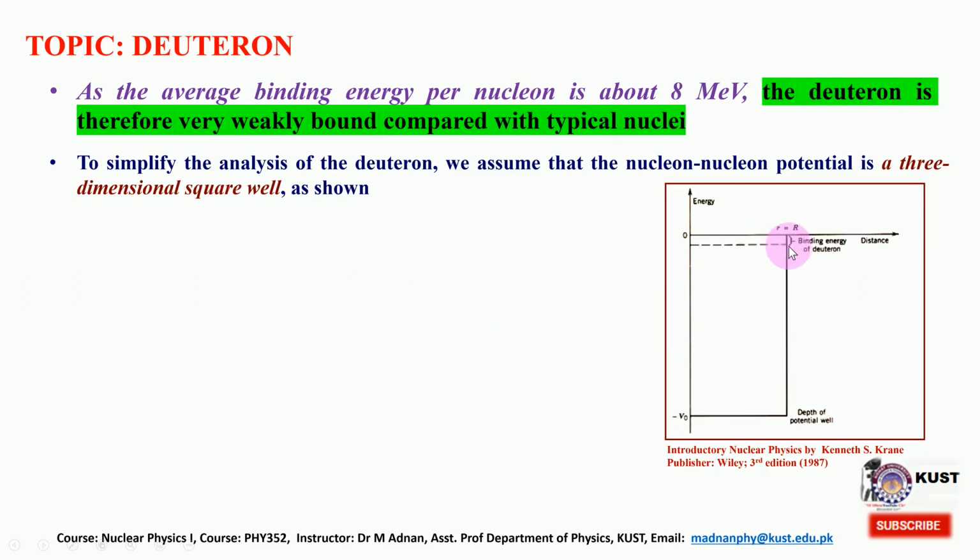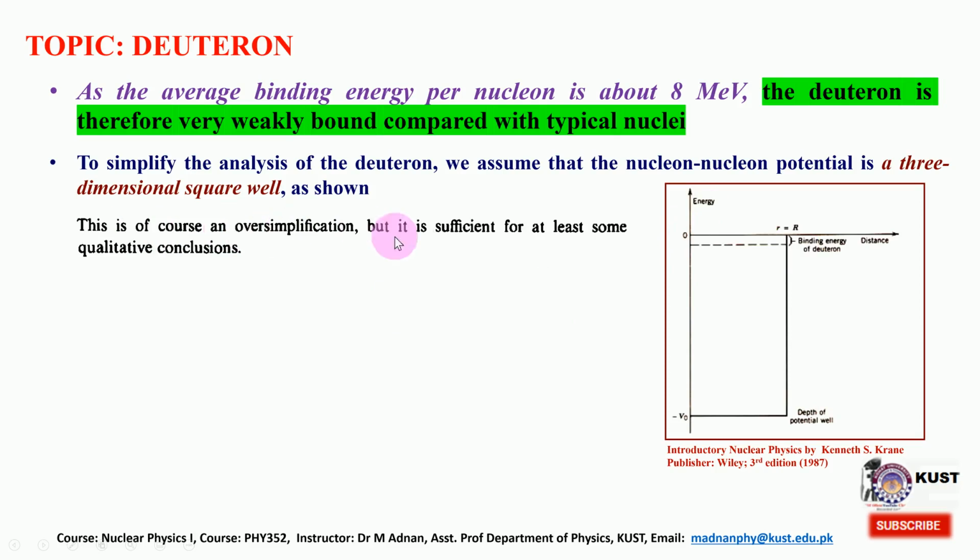Now this line is representing the binding energy. As we have discussed, this is a weakly bound system, so it is very small, around 2.2 mega electron volt. Since this is binding energy, we are showing it on the line below.